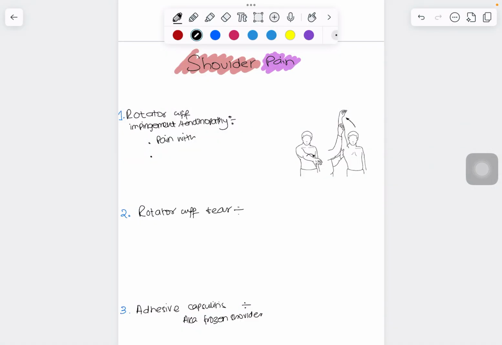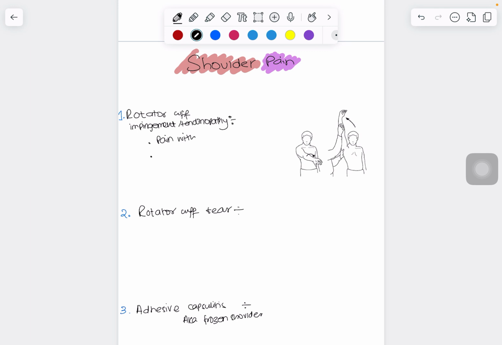In this video, we'll cover the most important causes of shoulder pain. To differentiate the cause of shoulder pain, we have to think what the question is pointing us toward. So, is the range of motion affected? Which type of range of motion is affected? Is it active motion? Is it passive motion? Or are both affected?